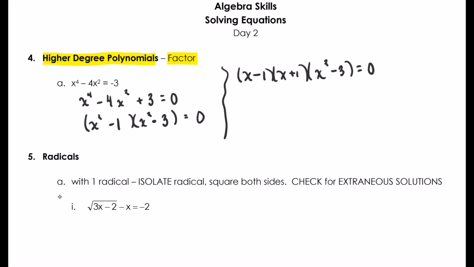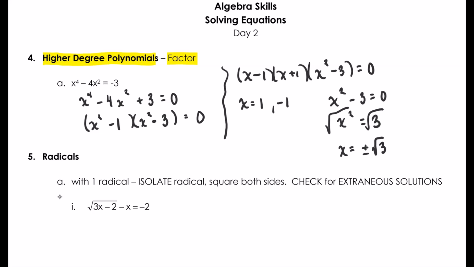And then by the zero product property, we can set each one of those equal to 0. So notice that we'll get x is equal to positive 1 or negative 1. And then for my third factor here, I've got x squared minus 3 is equal to 0. And so we'd have x squared is equal to 3, square root both sides, and then we get x is equal to plus or minus square roots of 3. So I've got 4 solutions here total. And again, we want to make sure that we use simplified radical form and no decimals.